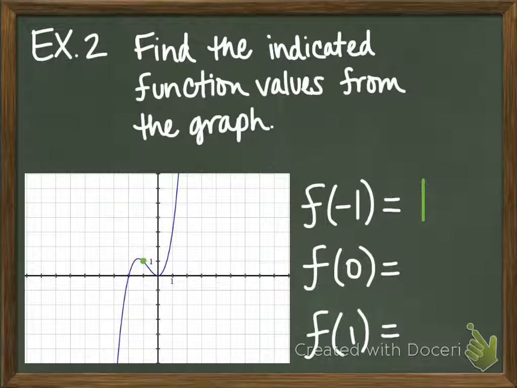At f of 0, I go to 0 on the x-axis and up or down or wherever the line or the curve is, and this is right here at the origin, so that's 0, 0. Then I go to +1 on the x-axis to find f of +1, and I go up or down to the blue line, and here's my point. So I count up, and f of 1 is going to be 3. Sometimes it's hard to tell on some of them. You're trying to find the point where it crosses at an intersection, a whole number if possible.